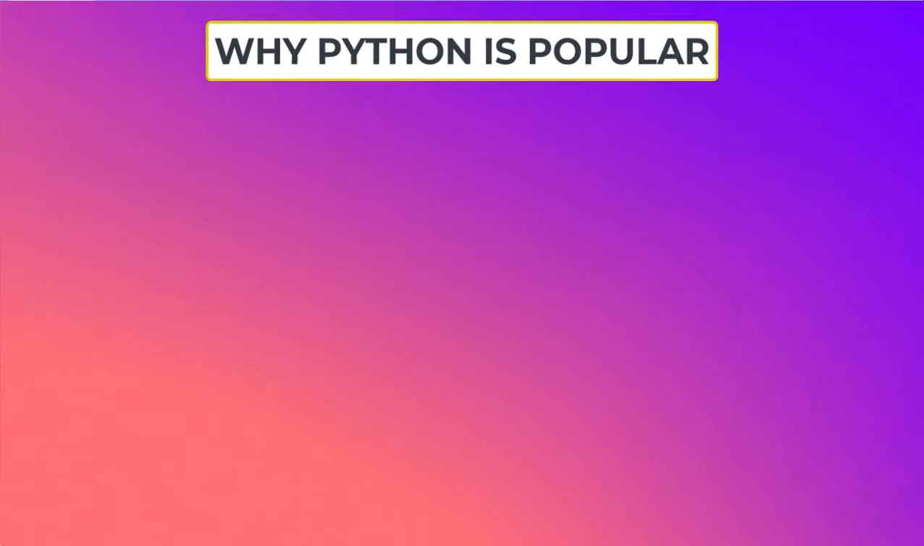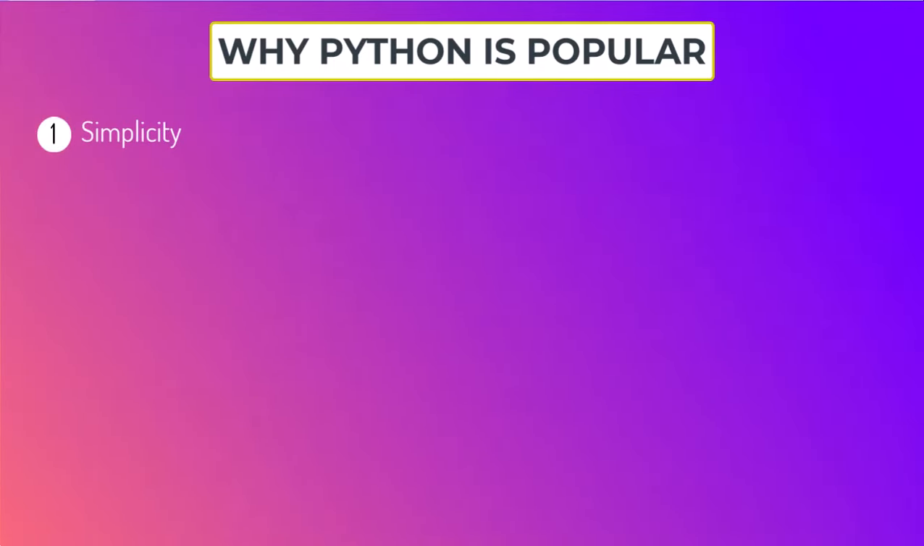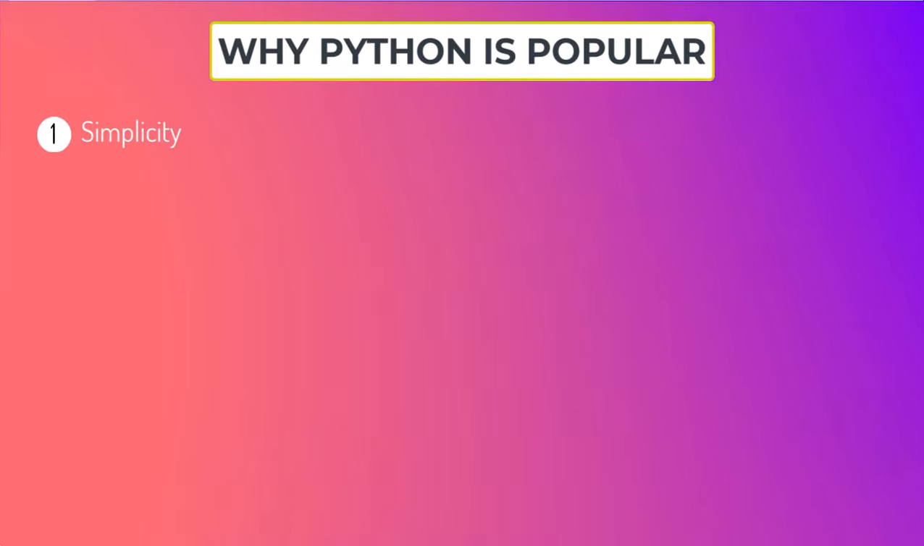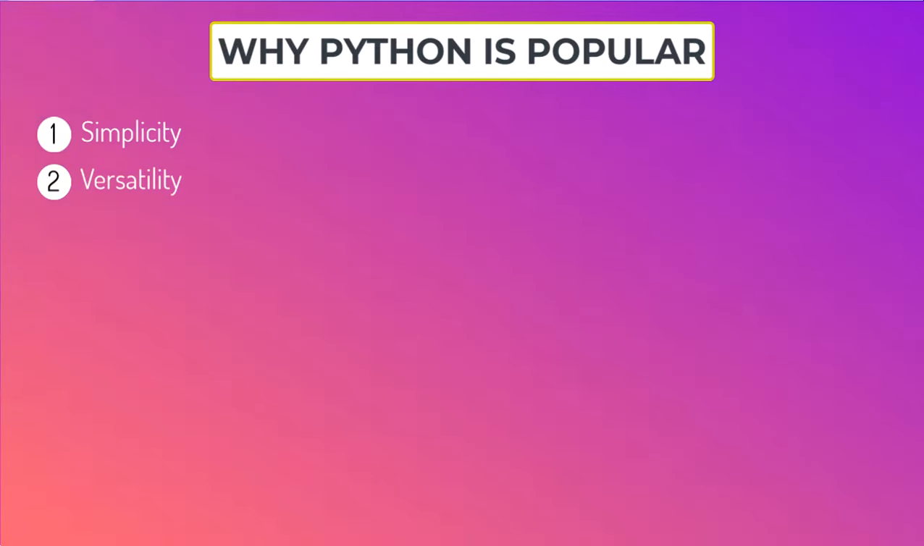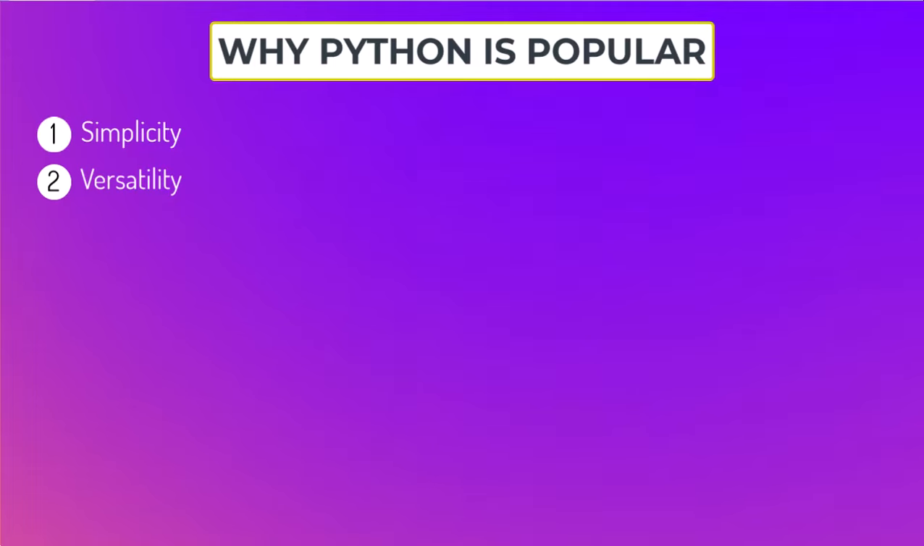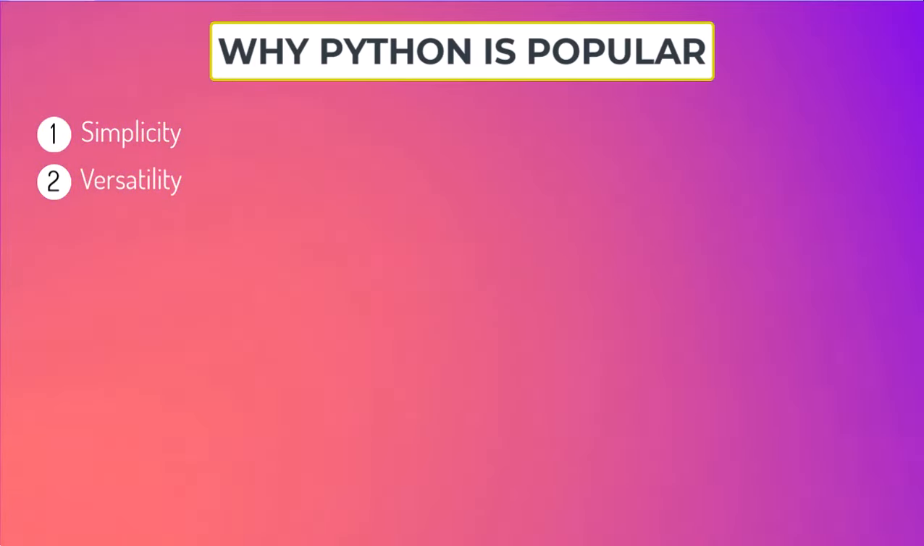Why is Python so popular? First is because of its simplicity. Python is straightforward and the human-readable syntax reduces the complexity of coding tasks. Second is versatility. Python is a multi-paradigm language which supports procedural, object-oriented, and functional programming.